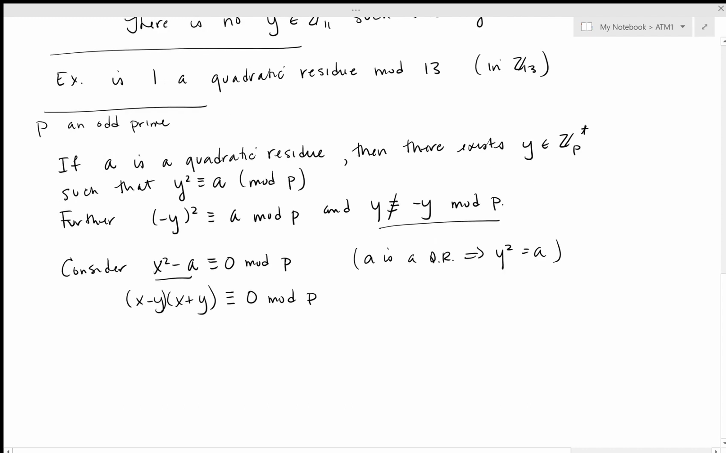That means that p divides x minus y, or p divides x plus y. I mean, p is prime, so if p divides the whole number, then p has to divide one of the two factors. So that means this statement here, p divides x minus y or p divides x plus y, means that x is equal to plus or minus y mod p.